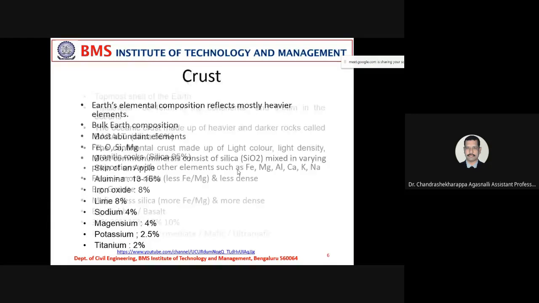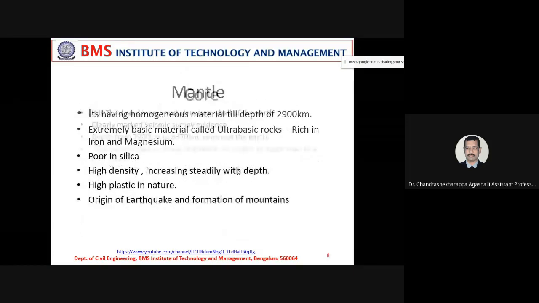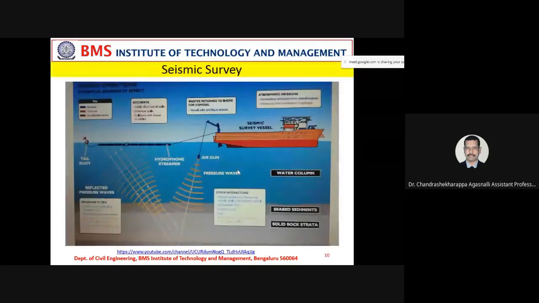So when it comes to the next class, here you can see how a seismic survey is generally carried out offshore. Here are the seismic survey vessels. It may be a small boat or a big ship. It carries a lot of manpower, machinery, and survey equipment. We call this a seismic survey vessel.